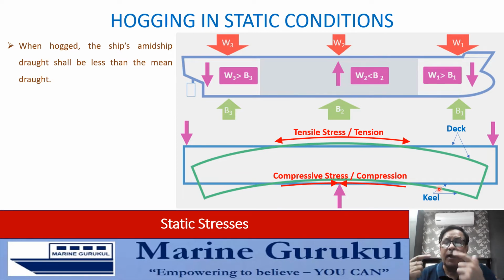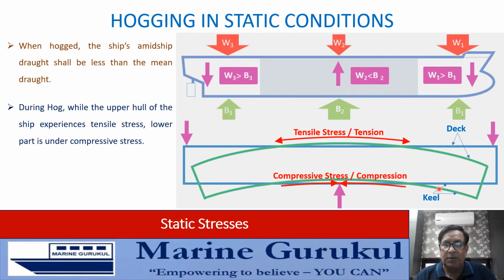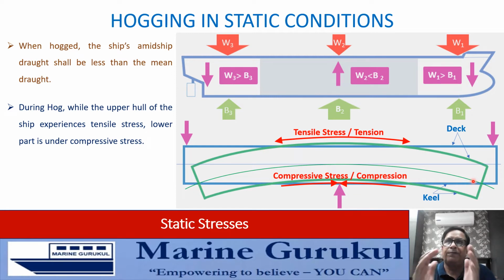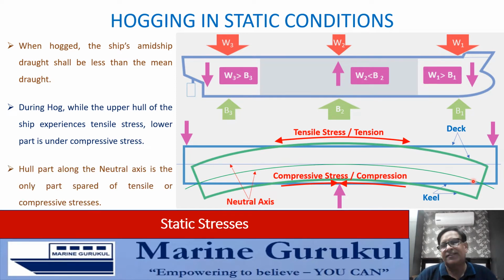There is only one portion or one line you can see here, this green line coming up here, where the length of the beam or the ship before bending and after bending remains unchanged. That particular axis is called the neutral axis.